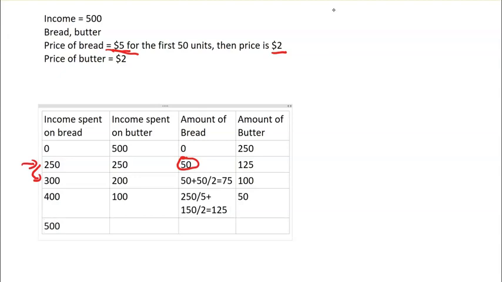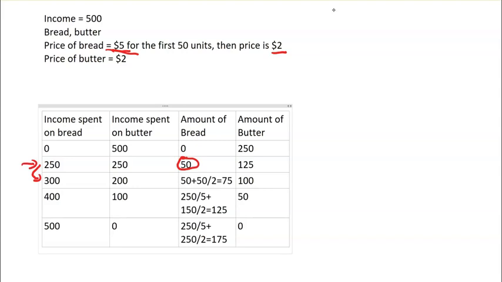Finally, let's say we spend $500 on bread and 0 on butter, so we get 0 butter. The amount of bread we get is, again, 250 divided by 5 for the first 250, plus the next 250 that we're spending at $2. That gives us 175 units.